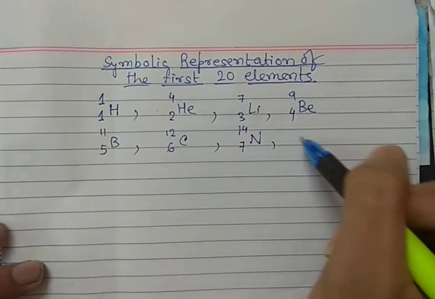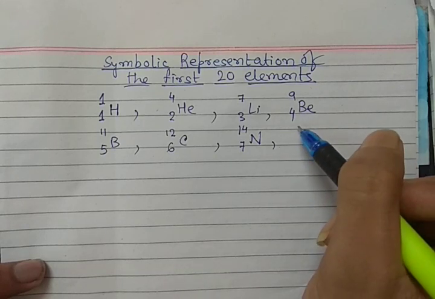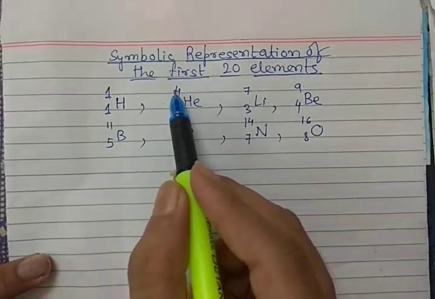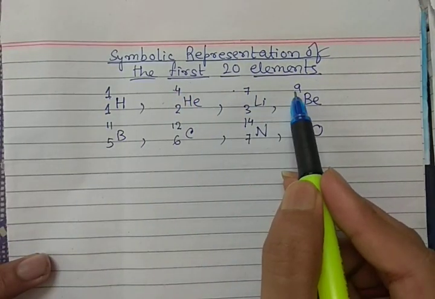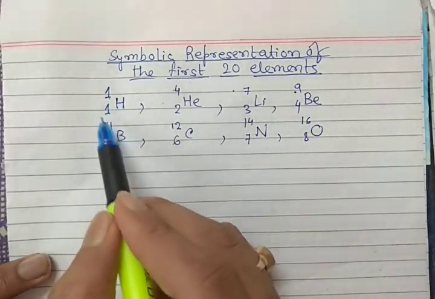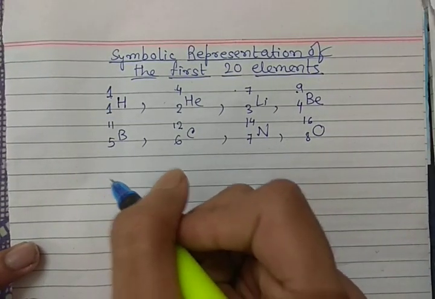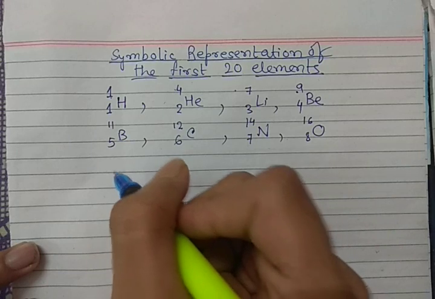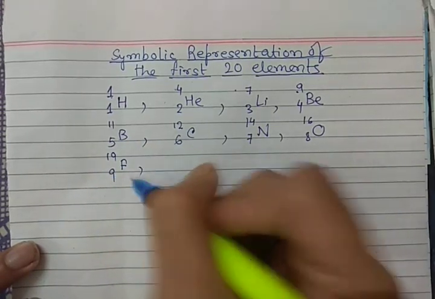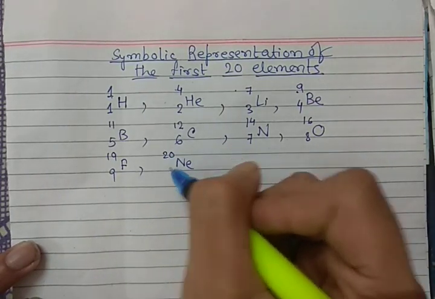After nitrogen comes oxygen. How is oxygen represented? Oxygen is represented by 16 and 8. Mind it, I am writing all the mass numbers in the top region and all the atomic numbers in the bottom region. Okay, after oxygen comes fluorine. So fluorine is represented by 19 and 9. After fluorine comes neon. Neon is represented by 20 and 10.